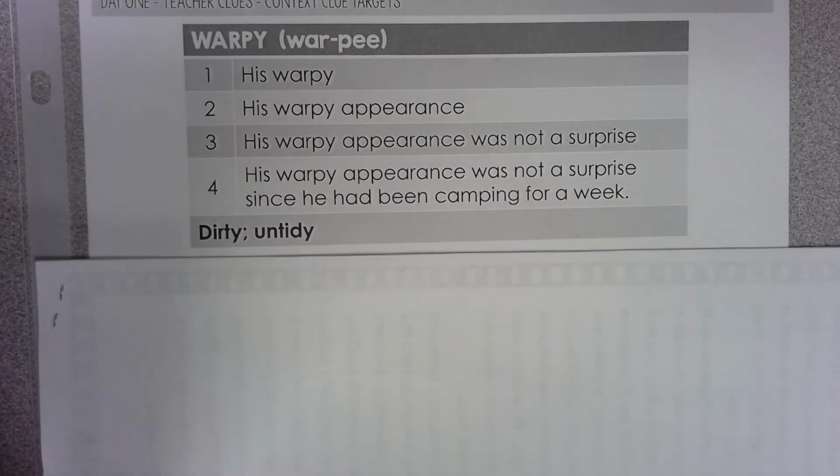Dirty or untidy. I had messy, and that was pretty good. Disheveled could relate to untidy. Okay, hopefully yours has something similar to this, and if it doesn't, that's totally fine too. It's kind of funny to see the kids' findings or definitions of these words as we go through this.